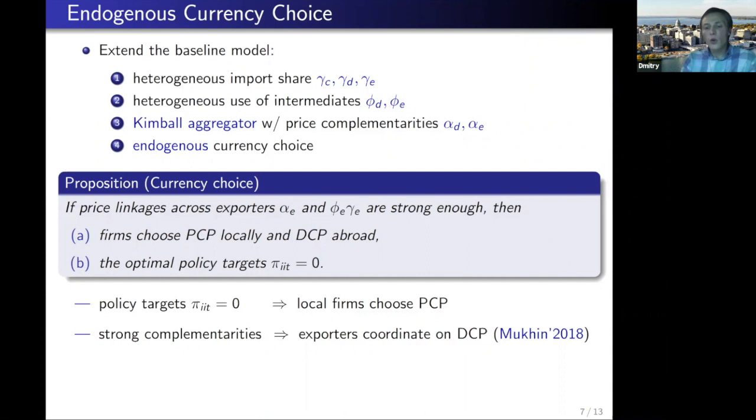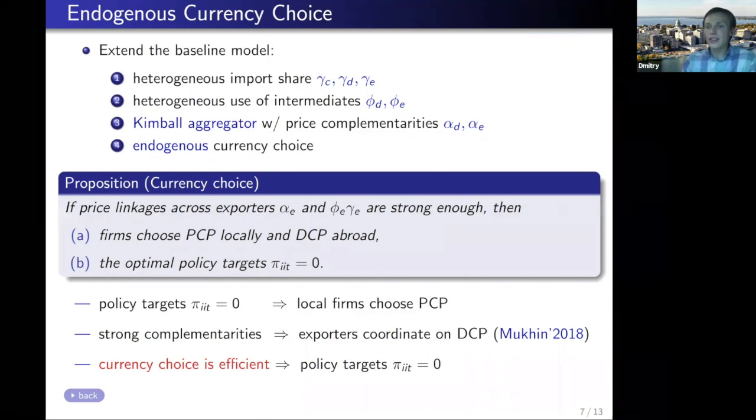So what is novel here is that this doesn't really affect the optimal policy. That strengthens the result that I talked about before. It turns out that even if the planner can choose both monetary policy and also the currency of invoicing, it would choose exactly the same currency as firms do.